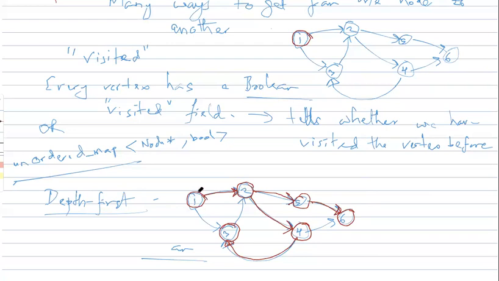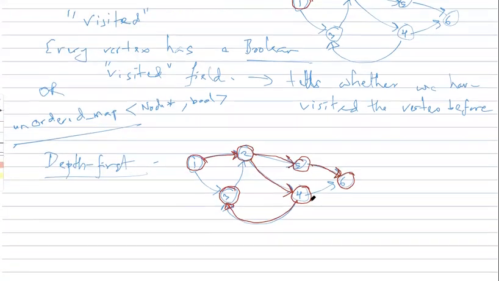From 2, I come back to 1. And so from 1, there is nowhere to go because 3 has already been visited. So I declare that I have completely traversed the entire graph in the depth first search manner. Any question on this? Is the traversal order clear?